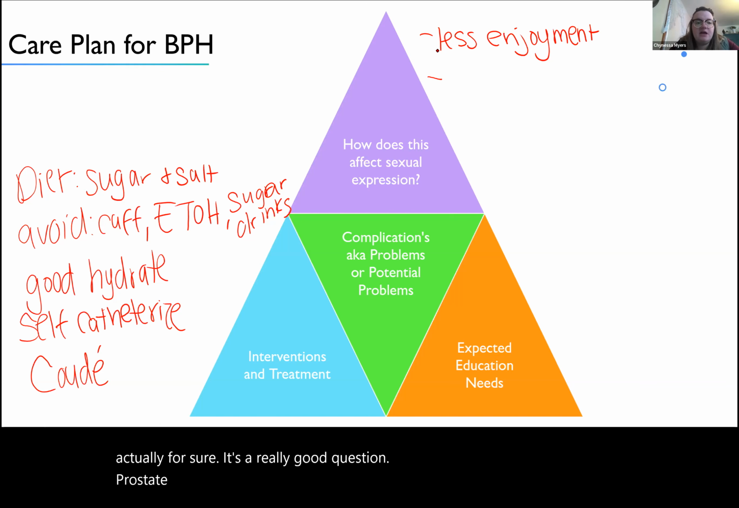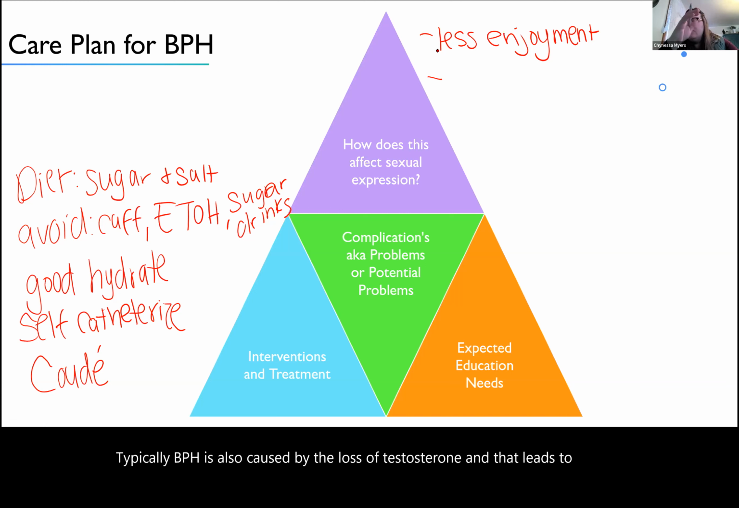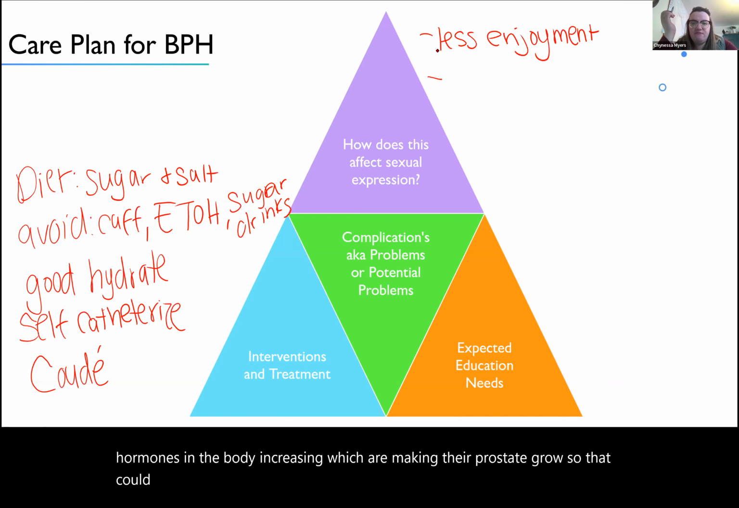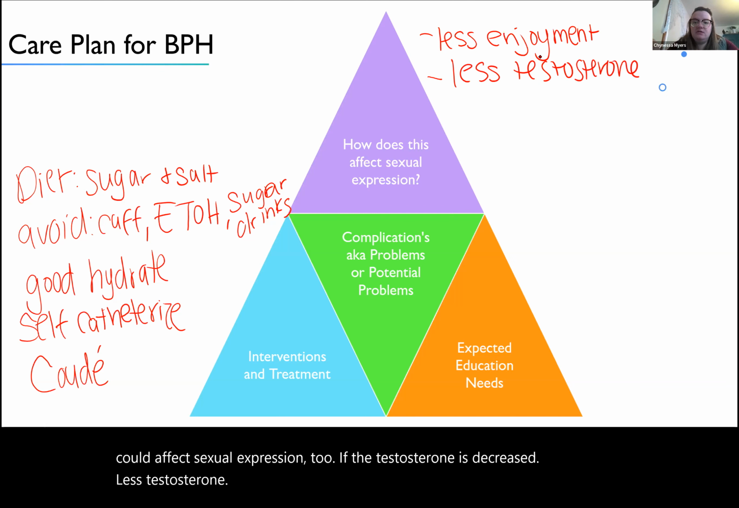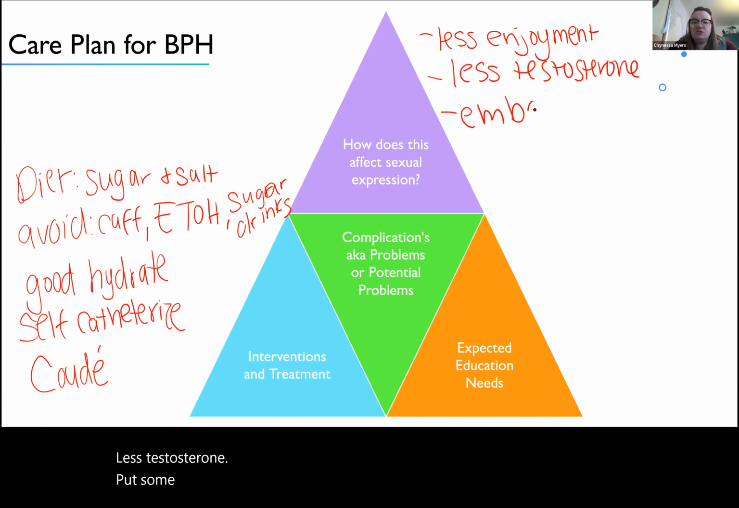Prostate hormone changes might cause some erectile dysfunction. Typically BPH is also caused by the loss of testosterone, and that leads to other hormones in the body increasing, which are making the prostate grow. So that could affect sexual expression too if the testosterone is decreased. Less testosterone. Put some embarrassment here. Yeah, social and emotional.